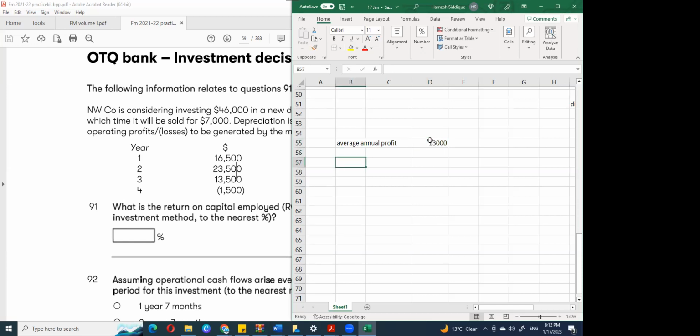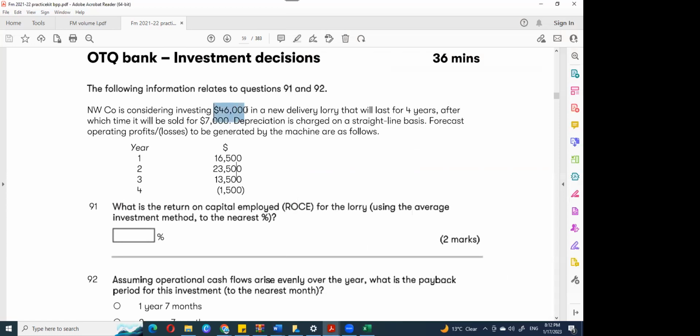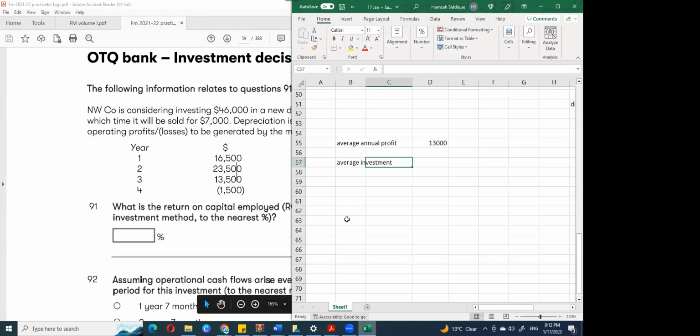Average investment. What is it? Initial investment is 46,000. Scrap value is 7,000. 46,000 plus 7,000 divided by 2. Add both, divide by 2. The answer is 26,500. Good.